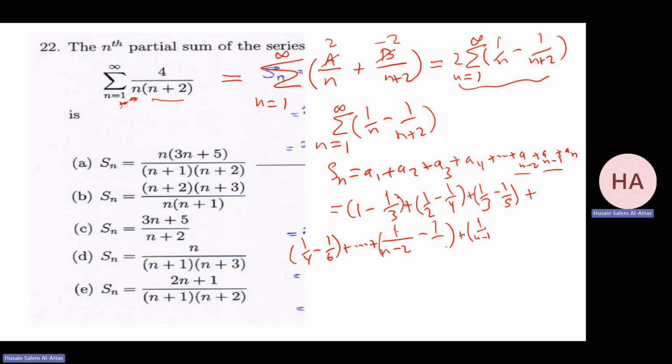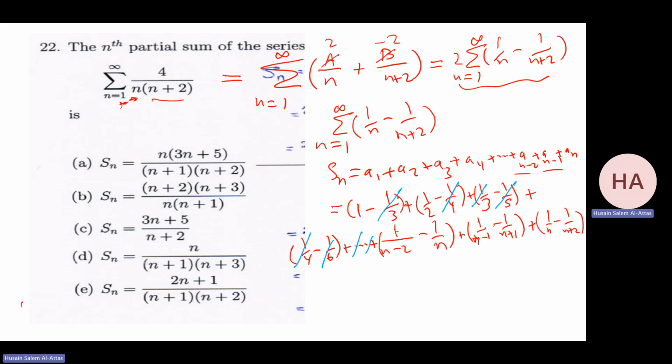Sorry, this is n minus 2, that will be 1 over n, 1 over n minus 1. Put n minus 1, I have minus 1 over n plus 1, plus the last one, which is 1 over n minus 1 over n plus 2. Yeah, my point is that we have two terms. The remaining will be two terms from the start and from the end. This will cancel with this. This one will cancel with this. This one will cancel with someone here, this one will cancel someone here, and so on.